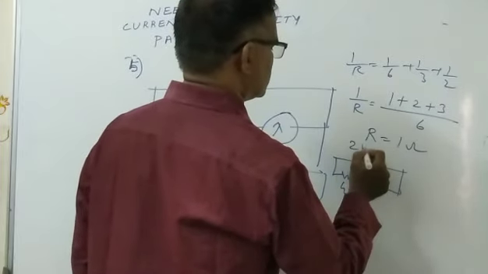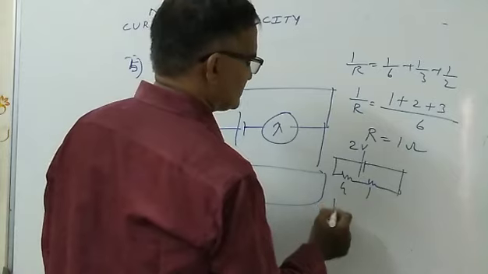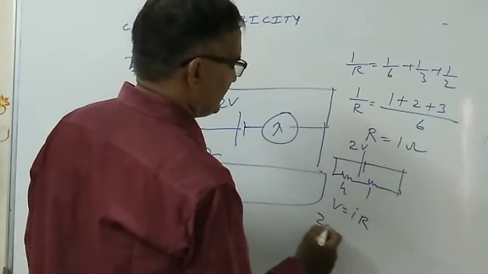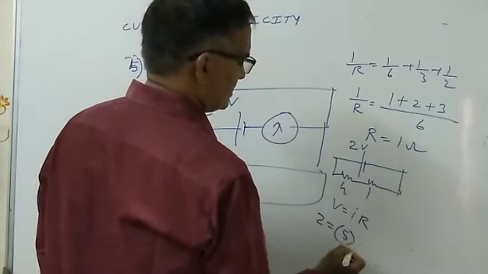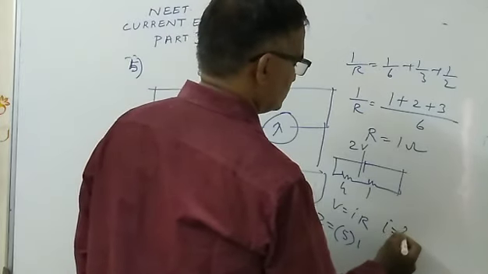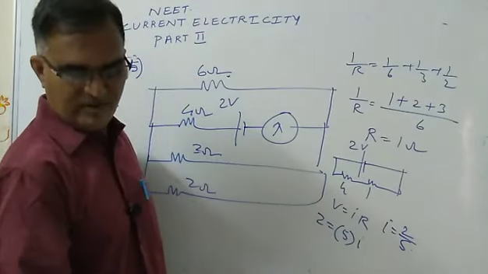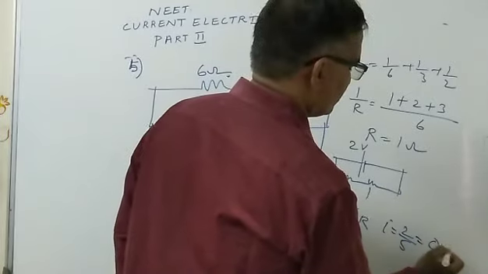Like this, you can write 4 and 1, with 2 volts. These two are in series. V is equal to IR. So 2 is equal to 5 into I, that is I is equal to 2 by 5, which means 0.4 amperes.